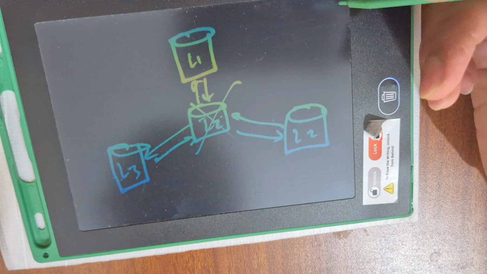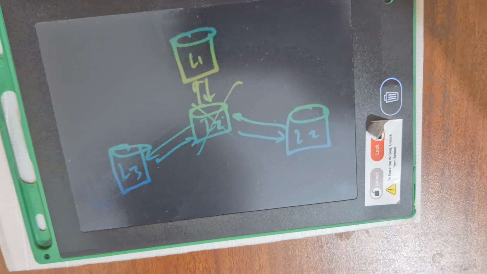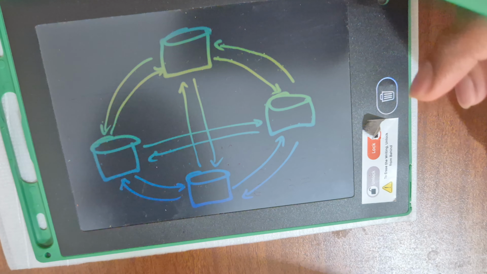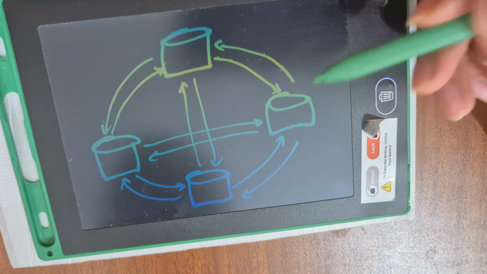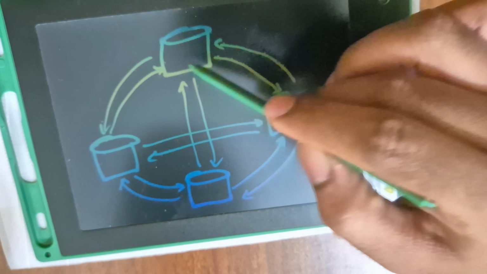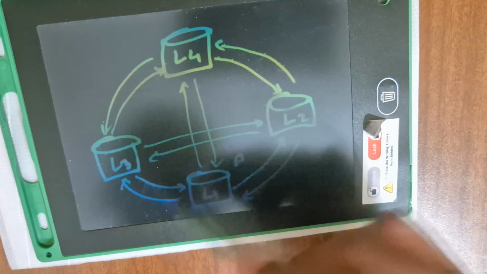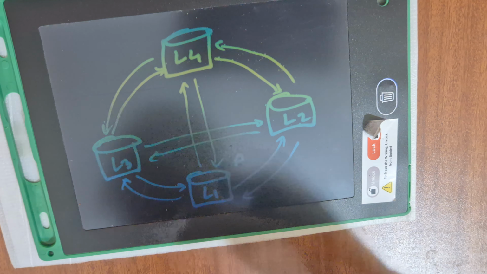Now what is the better solution? This is the advanced one. This is the hybrid approach in which every node replicates to each other. Every node connects with each other and they send the data to each other.